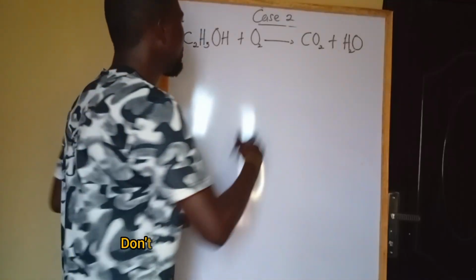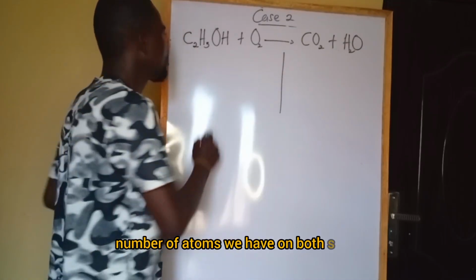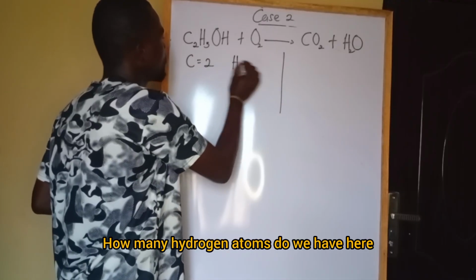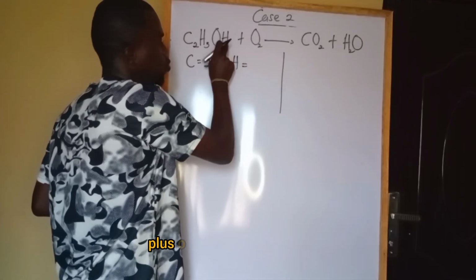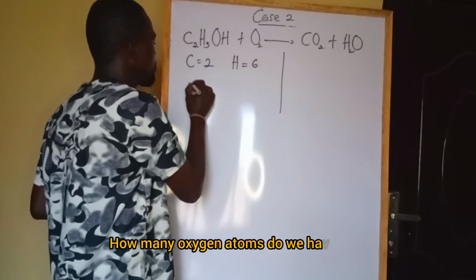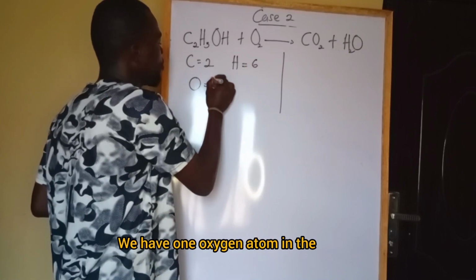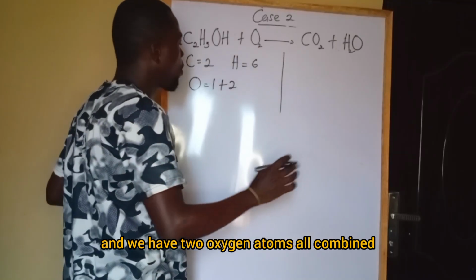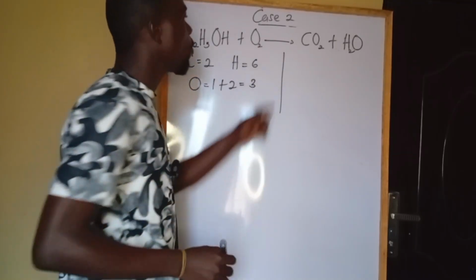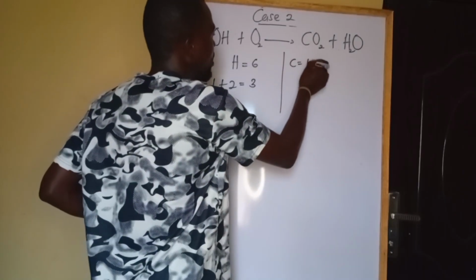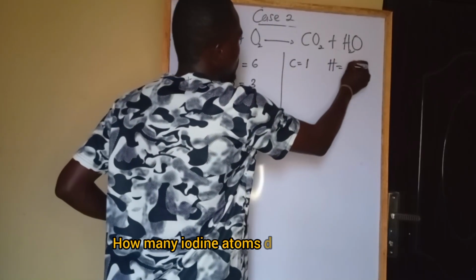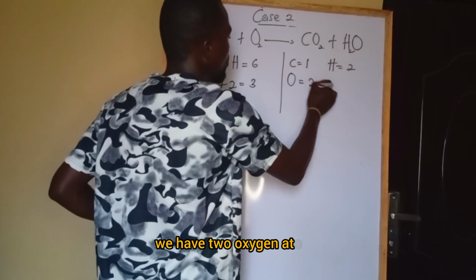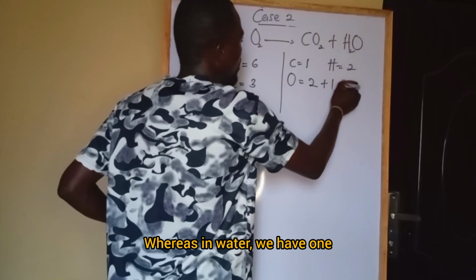Follow me along. Don't forget, we first need to count the number of atoms you have on both sides. How many carbon atoms do you have here? 2. How many hydrogen atoms do you have here? We have 5 here, plus 1 here, that means 6. How many oxygen atoms do you have here? We have 1 oxygen atom in ethanol, and we have 2 oxygen atoms uncombined. That gives us 3. So how many carbon atoms do we have here? 1. How many hydrogen atoms do we have here? 2. How many oxygen atoms do we have here? In carbon dioxide, we have 2 oxygen atoms, whereas in water we have 1.